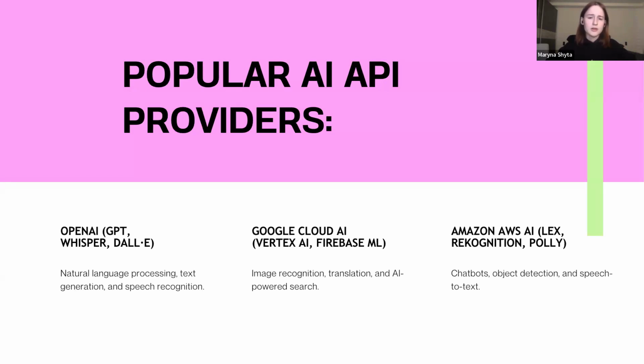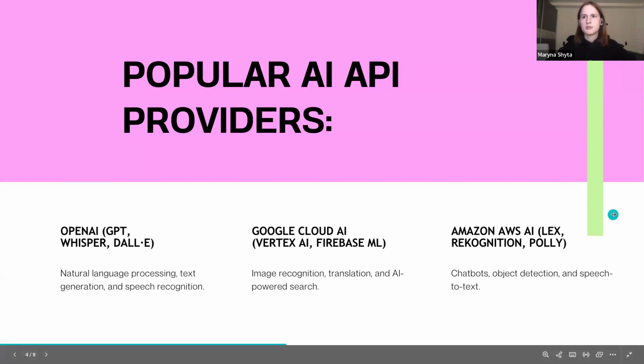Amazon AWS AI, like Lex, Rekognition, Polly. It's mostly chatbots, object detection, and speech to text. And Microsoft Azure AI, with cognitive services, sentiment analysis, and facial recognition. By leveraging these APIs, you can integrate AI into your app with minimal changes to your existing system.